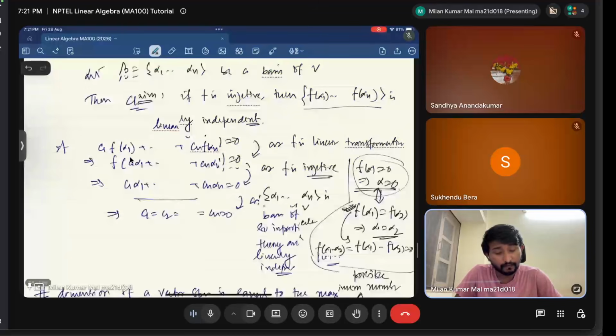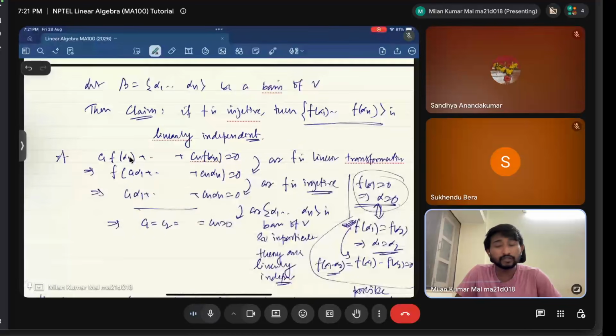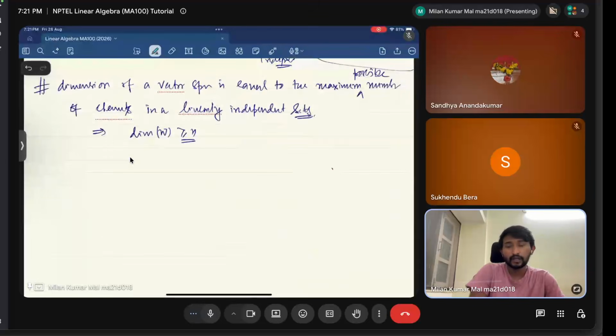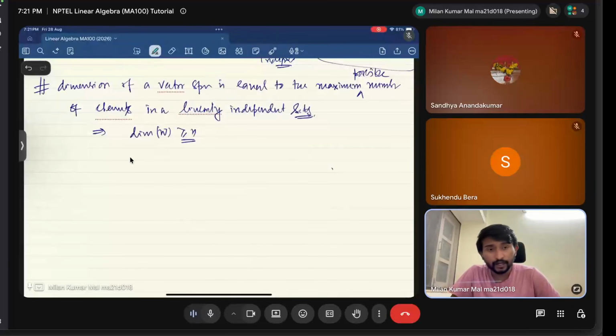It contains a set of vectors which contains n number of linearly independent vectors. So that means whatever basis it will contain, that basis will have at least this number of linearly independent vectors. So that's why the dimension of W is always greater than or equal to n. Okay. Now another fact is that when f is surjective, f is injective.